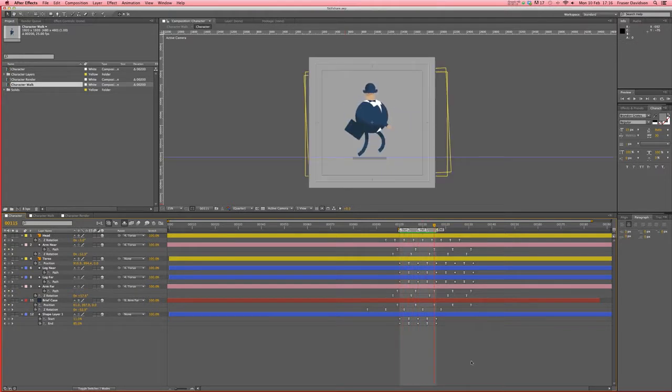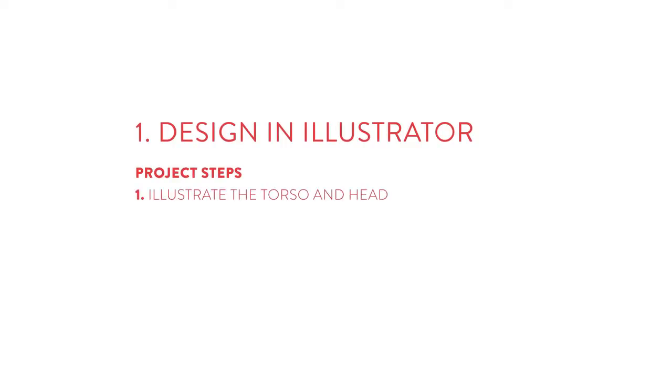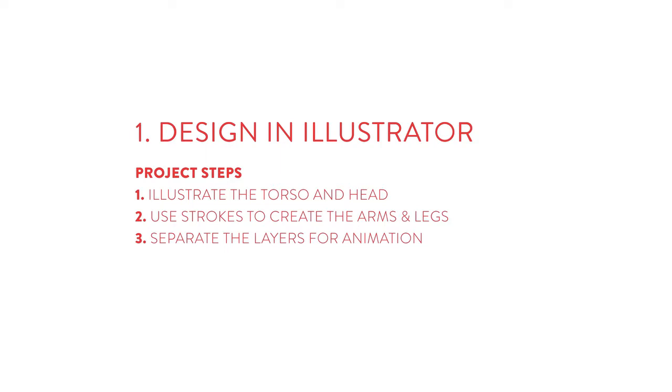This is section 1, in which we will be illustrating the torso and head of the character. We'll be using strokes to create the arms and legs. And finally, we'll be separating the Illustrator file into layers ready for animation.